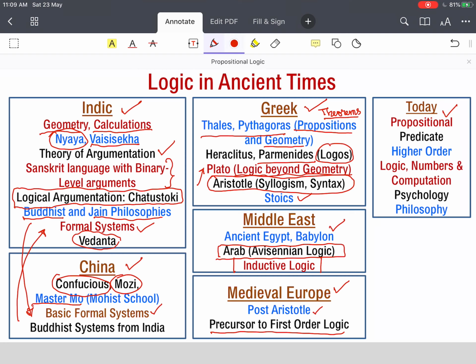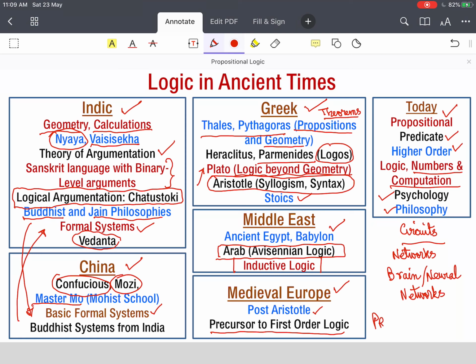Today, logic is a very, very deep discipline. Today we will discuss propositional logic, which is the first phase. Then there is predicate or first order logic, there is higher order logic, and logic has an intricate relationship with numbers, with computation, with circuits, with psychology, with philosophy, and with various kinds of networks, including brain computation, brain networks, neural networks, and things like that. So, how decision making occurs and how logic works is one of the most interesting topics in artificial intelligence. And today we shall do the first step of propositional logic.